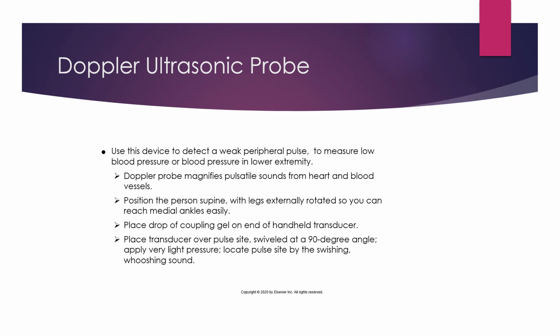You would place a drop of coupling gel at the end of the handheld transducer. Then place the transducer over a pulse site at a 45 to 60 degree angle, pointed slightly towards the direction of the blood flow. Apply very light pressure and tilt the probe around until you locate a swishing, whooshing sound of the pulse.